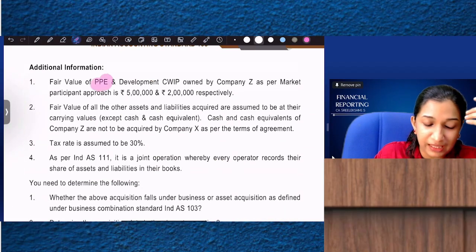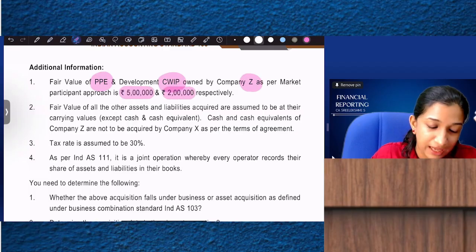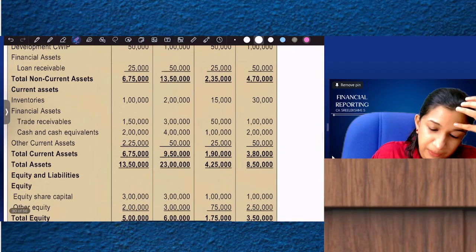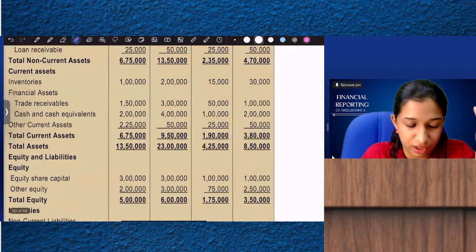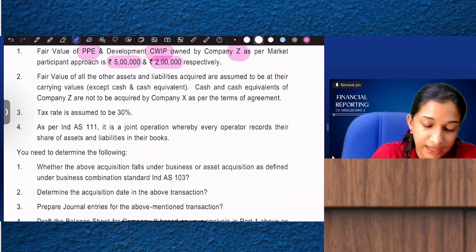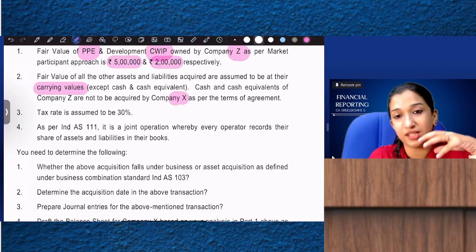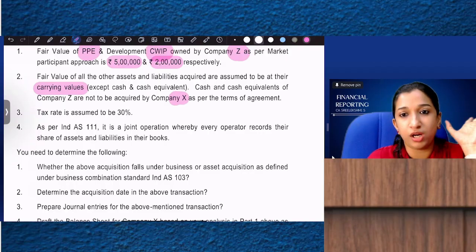Now additional information. Fair value of PPE and capital work in progress owned by Z as per market participant approach is 5 lakhs and 2 lakhs respectively. There is revaluation of these assets. Fair value of all other assets and liabilities acquired are assumed to be at their carrying values. Cash and cash equivalents of company Z are not to be acquired by company X as per the terms of agreement. Except cash, everything will be taken over.